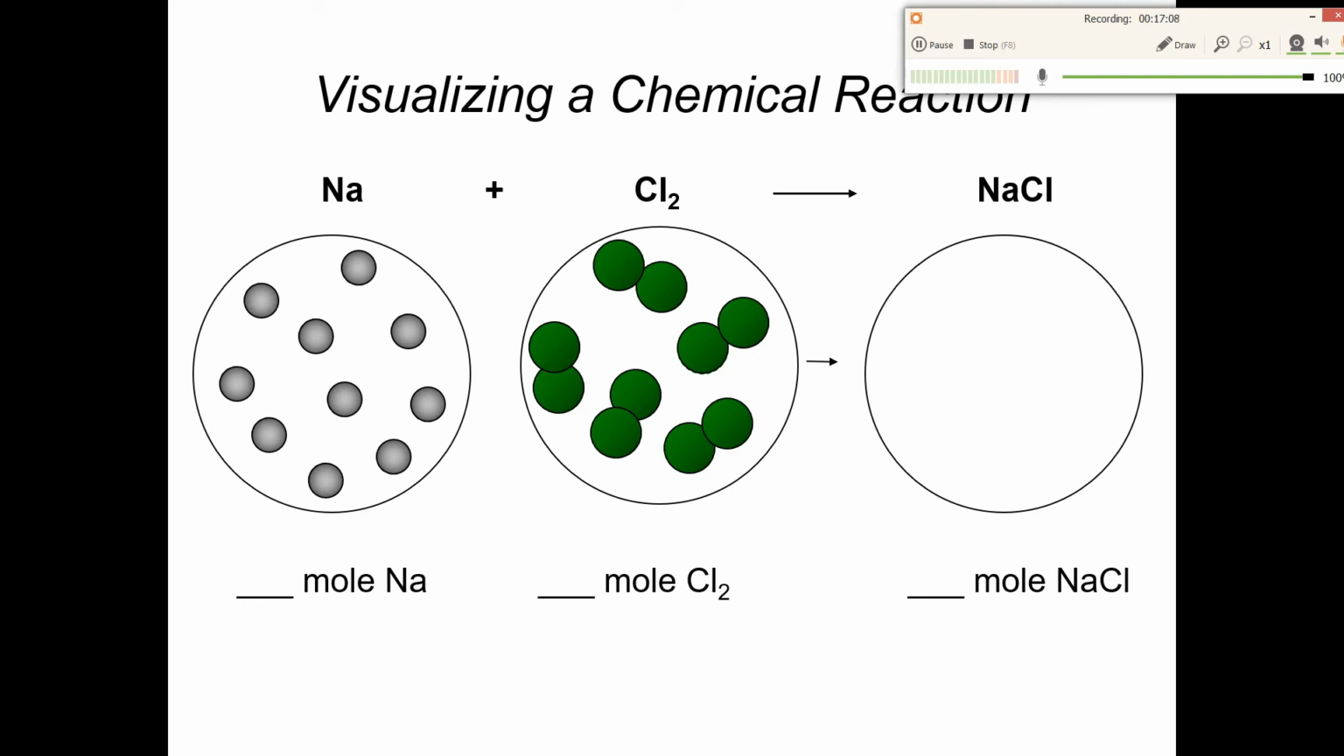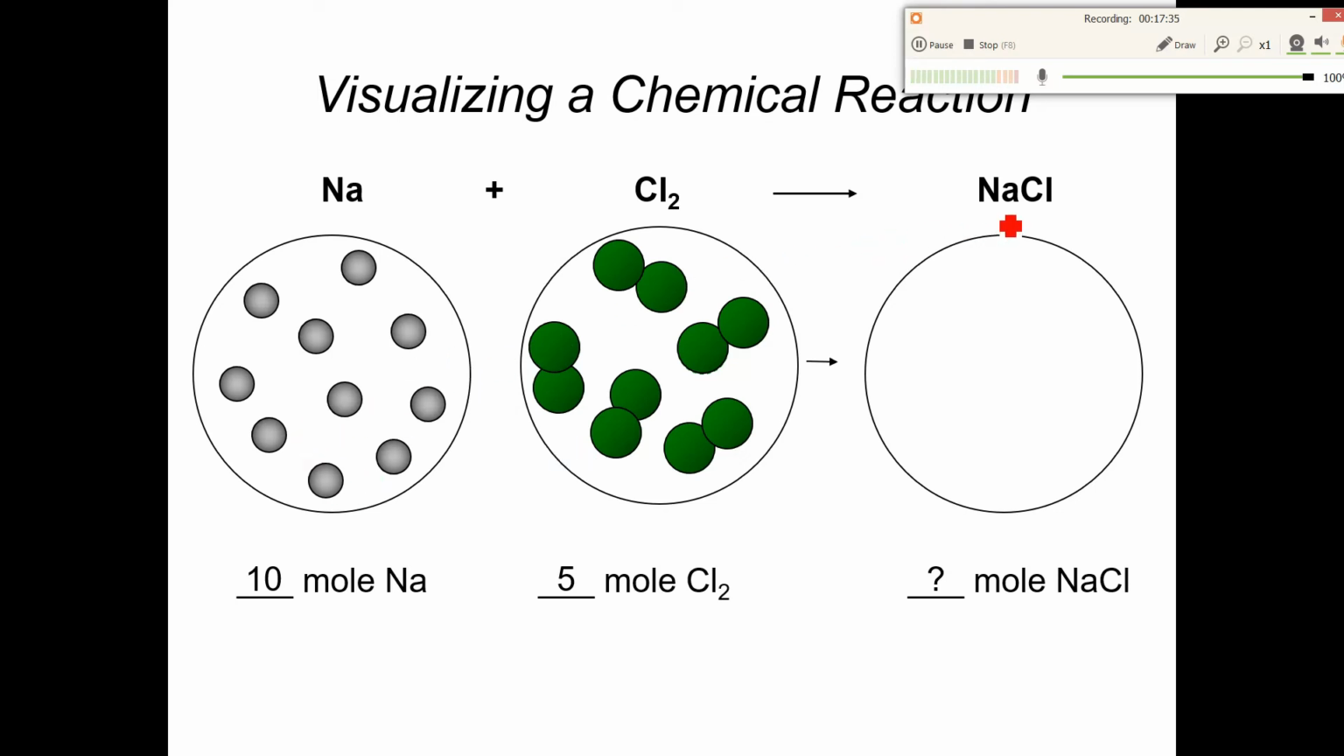Such as if sodium and chlorine react, they will form sodium chloride. But for that, if 10 moles of sodium are taken and 5 moles of chlorine are taken, then how many moles of sodium chloride will be formed? Just have a look here.